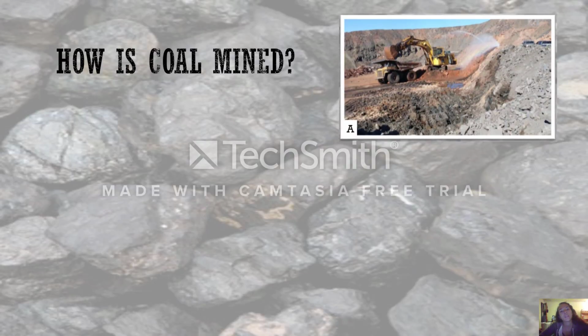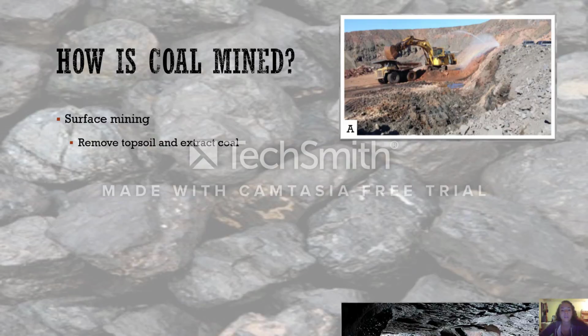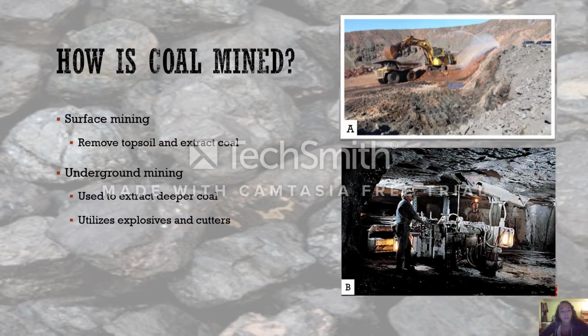So coal is mined two ways. There's surface mining and underground mining. So surface mining is exactly what it sounds like. You remove the top and subsoil, and then the coal underneath is uncovered, and then you just extract it that way. This can be done with drag lines, wheel excavators, and large shovels.